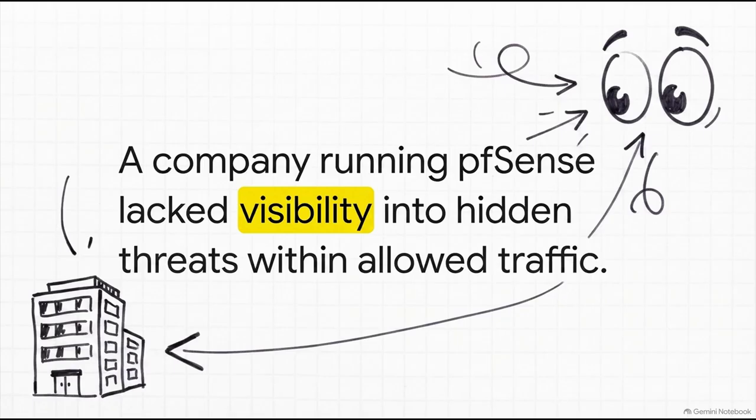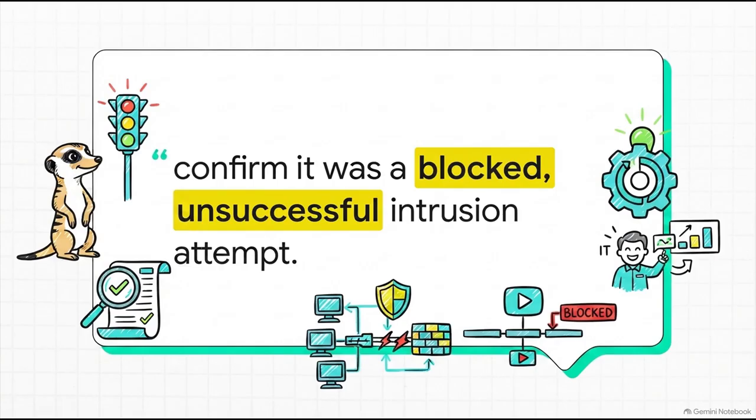Luckily, Suricata integrates directly with pfSense through a dedicated package system. It's incredibly straightforward. So they deployed it right alongside their existing firewall to finally gain that much-needed network visibility. And it paid off perfectly.